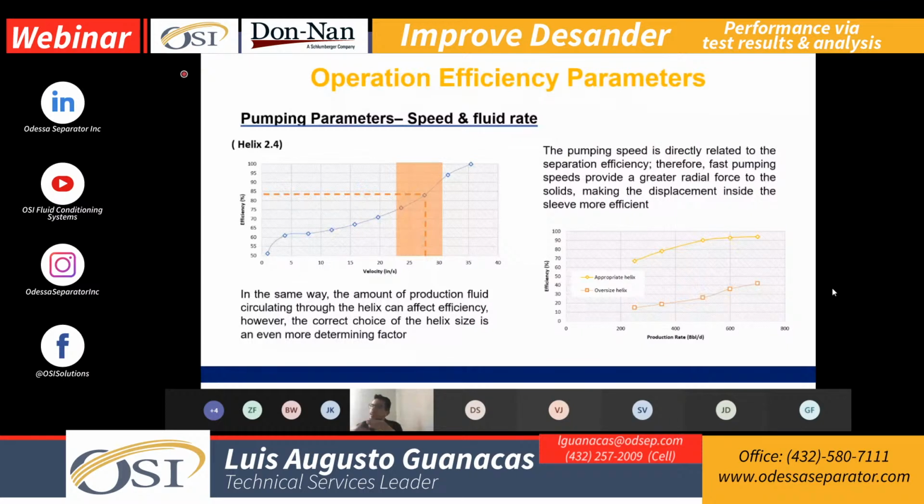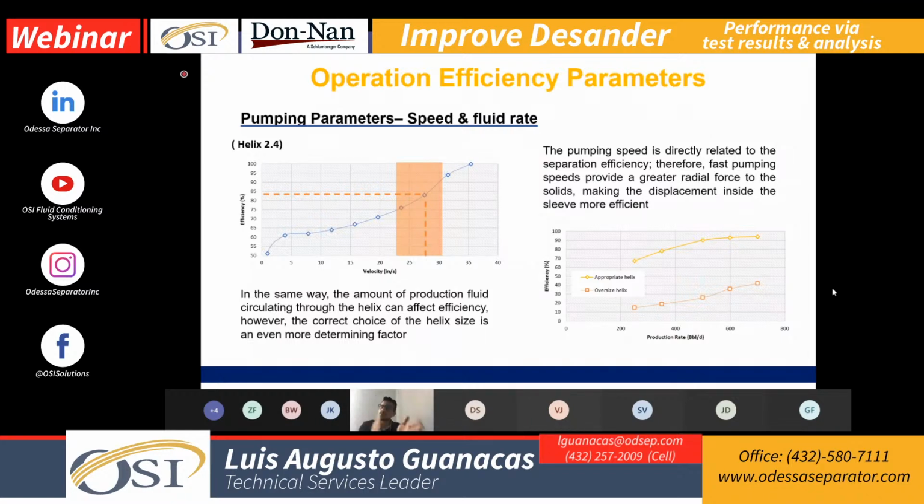However, in the next scenario, we used an oversized helix, a bigger one. And then you see how the efficiency drops like 50% in all the cases. So that tells you how important it is to size the helix with the appropriate size. We normally recommend you check the productivity index of your well or check your pump capacity and make sure the reservoir capacity is going to match this pump capacity.